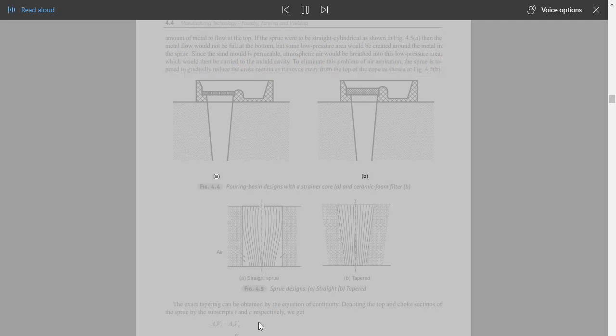Fig. 4.4 Pouring basin designs with a strainer core, A, and ceramic foam filter, B. Air. A. Straight sprue, B. Tapered. Fig. 4.5 Sprue designs, A. Straight, B. Tapered. The exact tapering can be obtained by the equation of continuity. Denoting the top and choke sections of the sprue by the subscripts T and C respectively, we get A_T V_T equals A_C V_C, or A_T/A_C equals V_C/V_T.